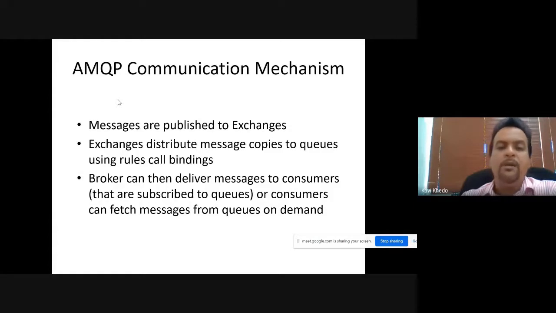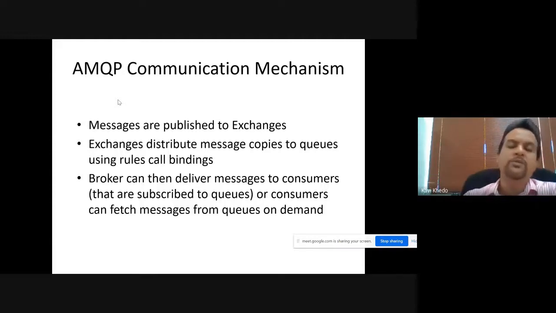So the message has already reached a particular queue, and consumers are subscribed to a particular queue. All consumers can fetch messages from the queue on demand. So you see here, there are two strategies in the last bullet point on this slide. The broker can deliver messages to consumers, and this is what we call push. You recall our push and pull from last week? When we say the broker can then deliver messages to consumers, this is push.